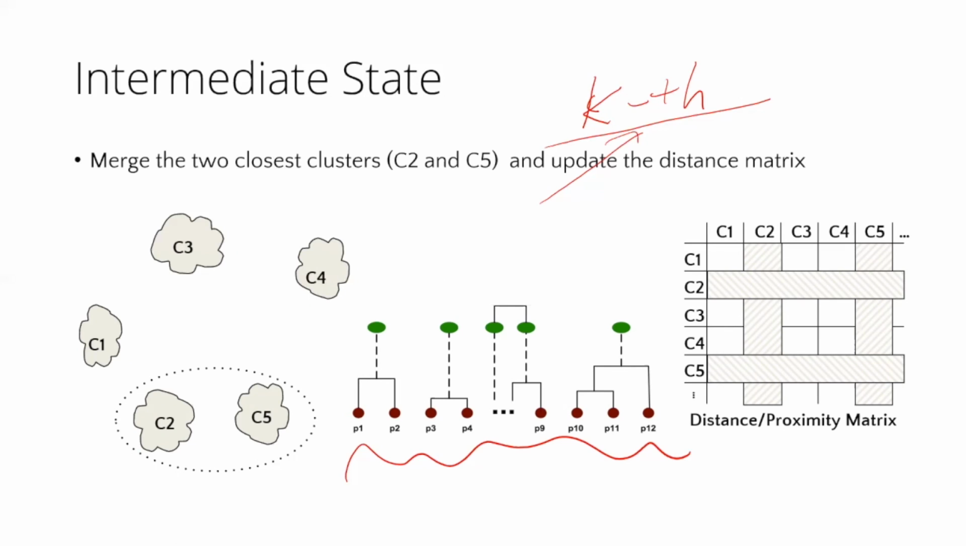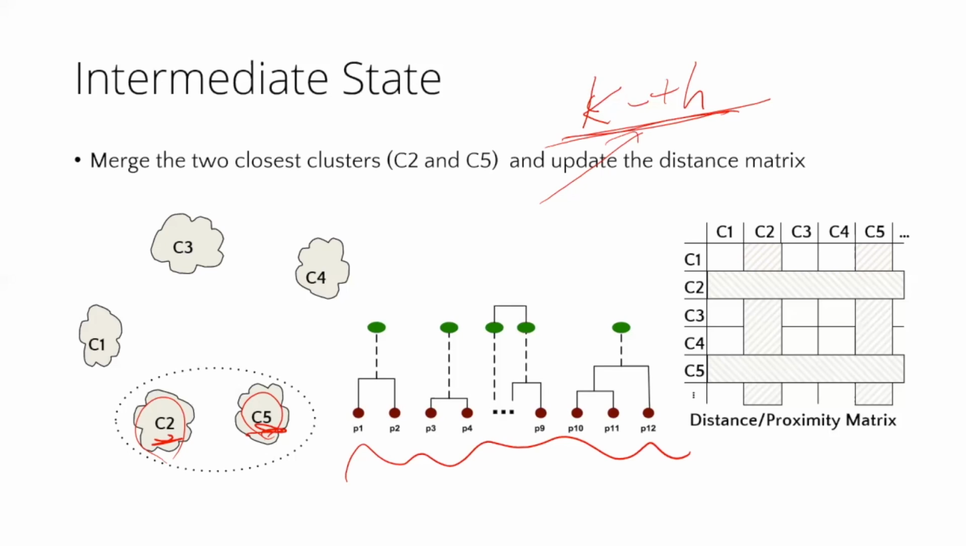And let's say in the proximity matrix, sorry, the distance matrix, for example C2 and C5 turn out to be the closest pair in the current state. C2 represents either a single data point or a cluster of data points. Same thing with C5. It can represent either a single data point or a cluster of multiple data points. So, like I said, we're assuming a generic scenario.